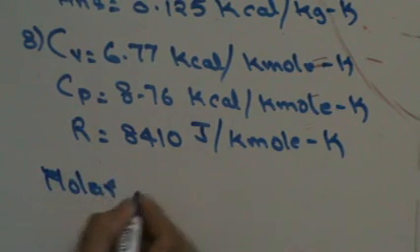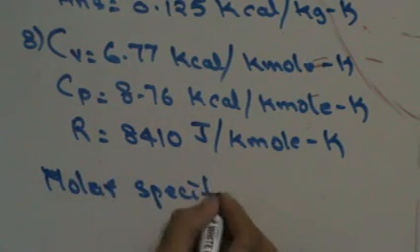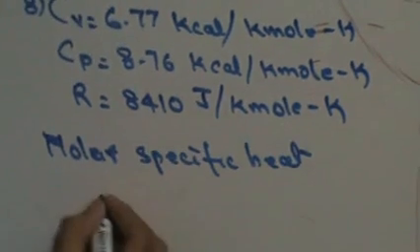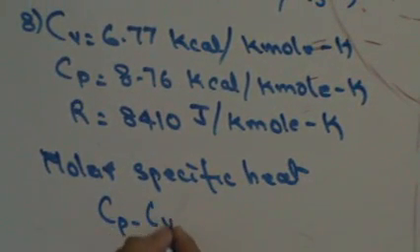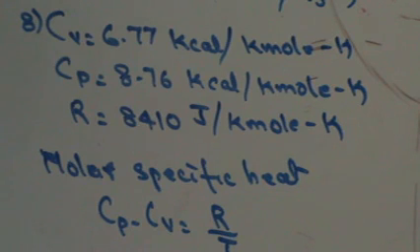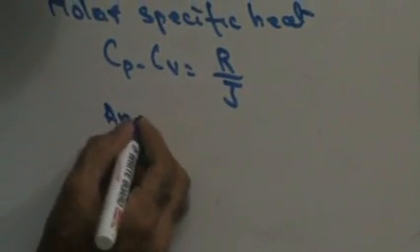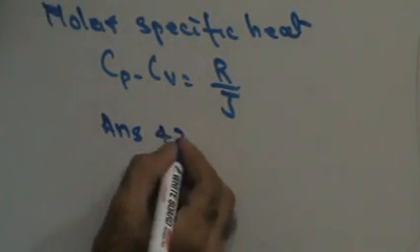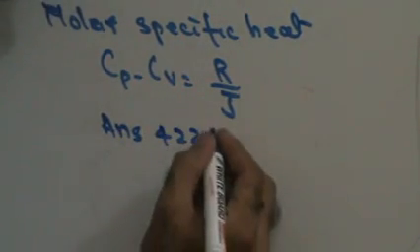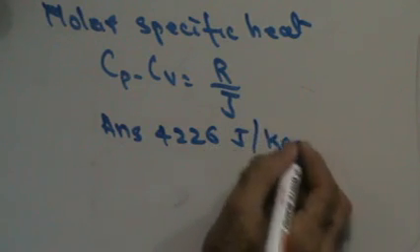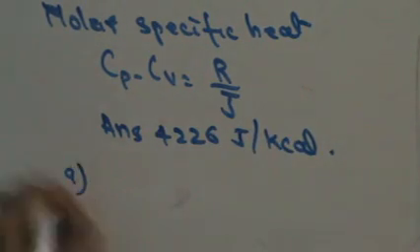For molar specific heat, you have the formula Cp minus Cv is R upon J. Cp, Cv, R is given to you. You should be able to get the value of J. Right? The answer for this should be 4226 joules per kilocalorie.